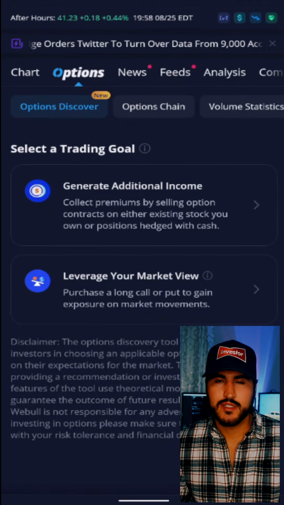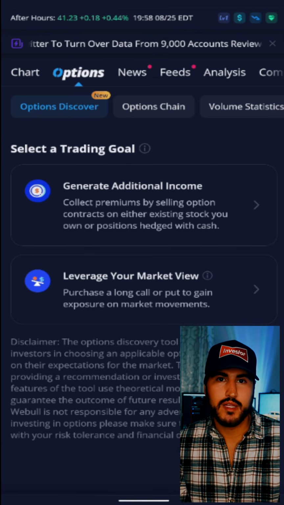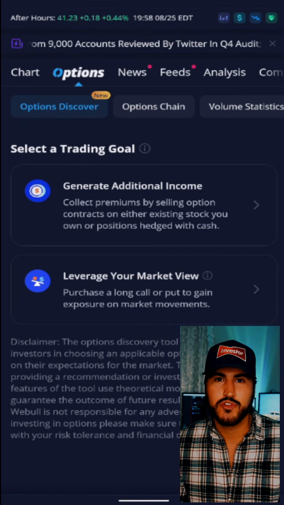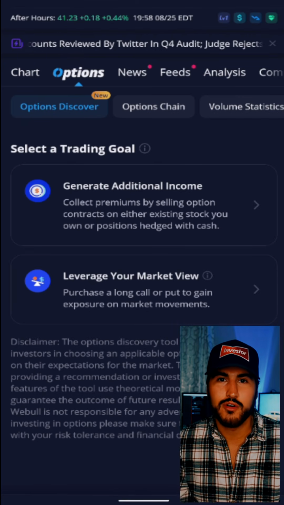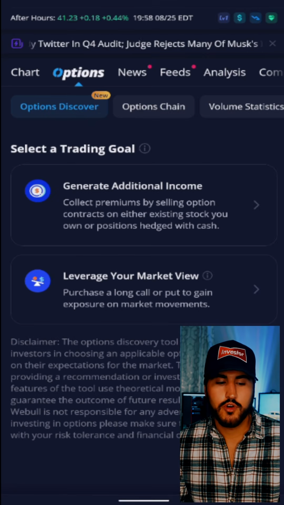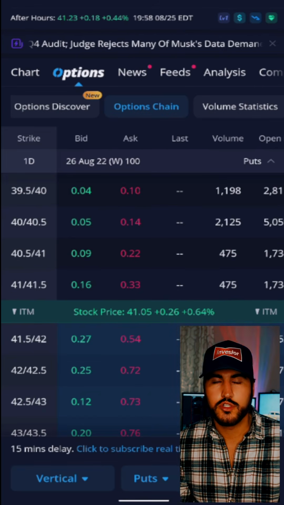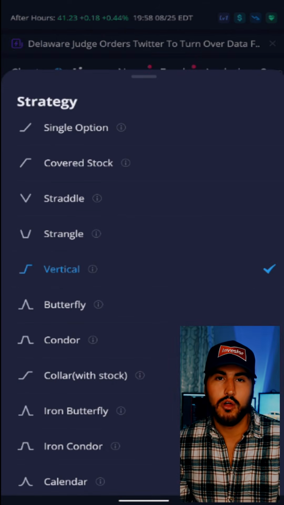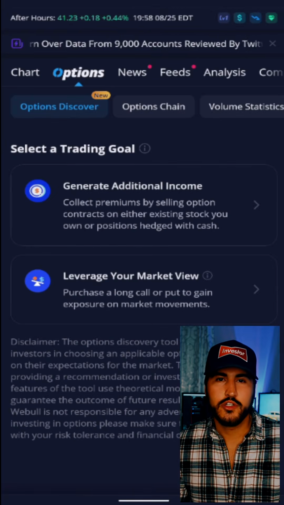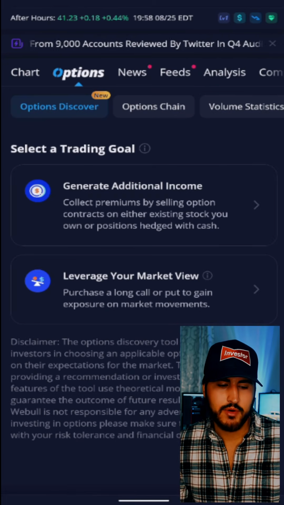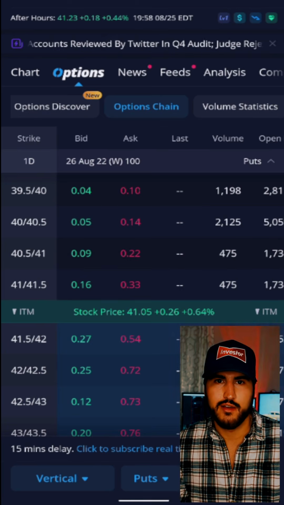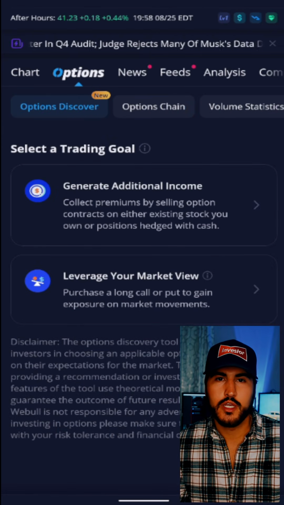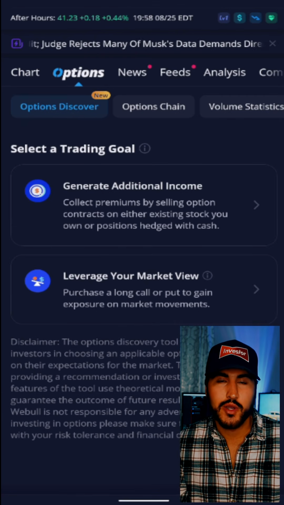Heading back to the options discovery tab, let's do a quick recap. You have leverage options, which are buying calls or buying puts. And then you have income driven strategies, which in this case are covered calls and cash secured puts. If you want to do verticals, spreads, condors, straddles, strangles, that's all done in the options chain, and you can see all the stuff you can do here as well. This new feature is tailored towards beginners. I highly recommend that you learn how to use the options chain eventually, but to get started, this is going to help lower the learning curve and get you introduced to options quicker and faster.